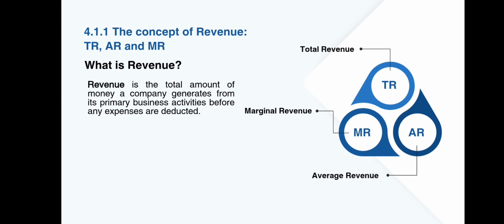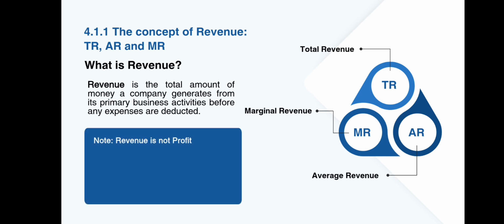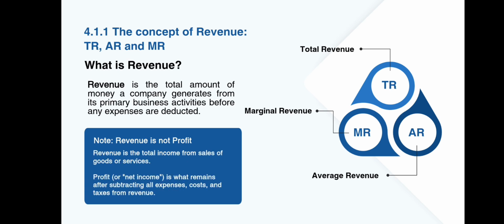Now we shall look into the concept of revenue. So what is revenue? Revenue is the total amount of money a company generates from its primary business activities before any expenses are deducted. We have to note here that revenue is not profit. The clear distinction between revenue and profit is: revenue is the total income from sales of goods or services, whereas profit or net income is what remains after subtracting all expenses, costs, and taxes from revenue.